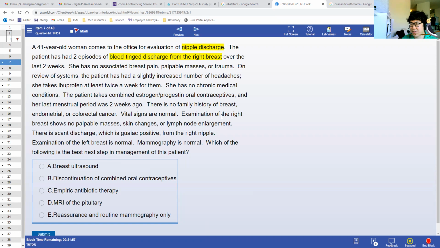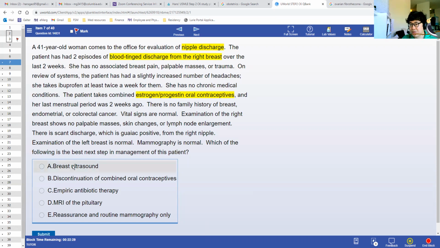It doesn't say she has a mastectomy, right? Yeah, it doesn't say that. All right, combined OCPs. Last menstrual period was 2 weeks ago. She should stop taking them in light of these headaches, but whatever. Right breast exam is pretty normal. Scant discharge from the right nipple. Examination of the left breast is normal. Mammography is normal. Oh, they even did a mammogram. How nice. Which of the following is the next best step in management?